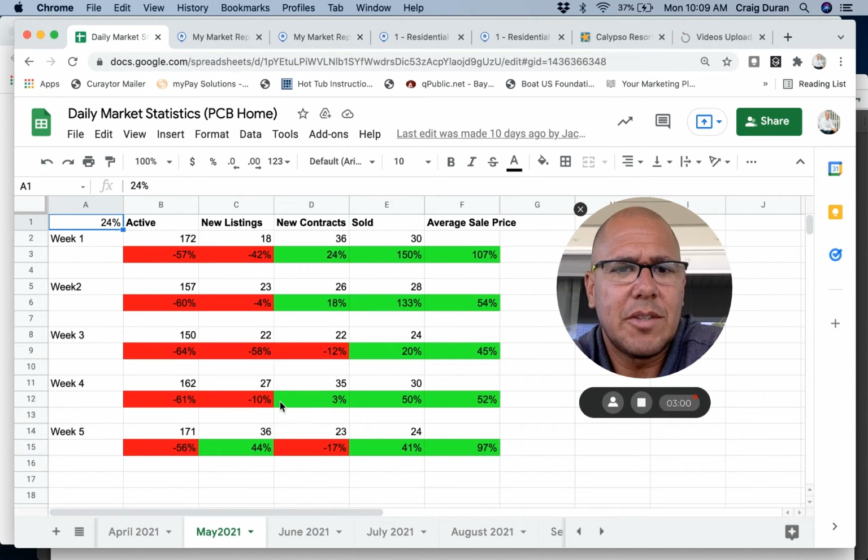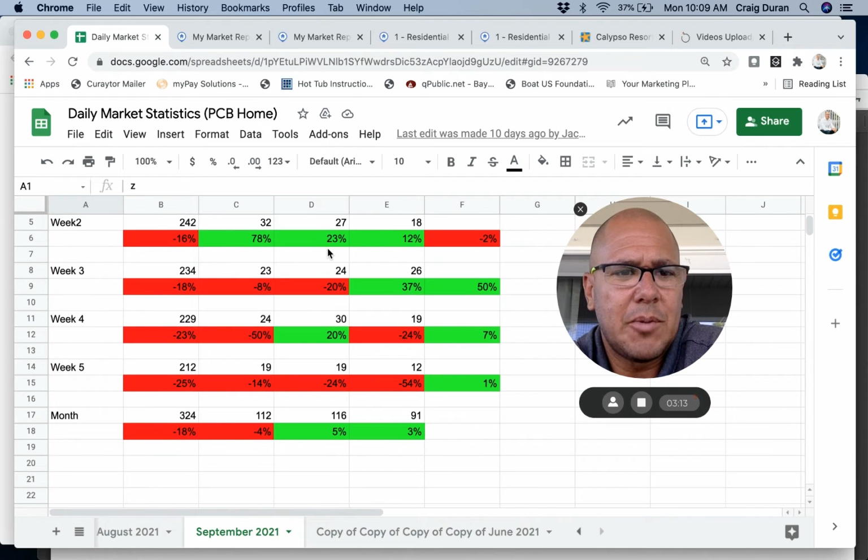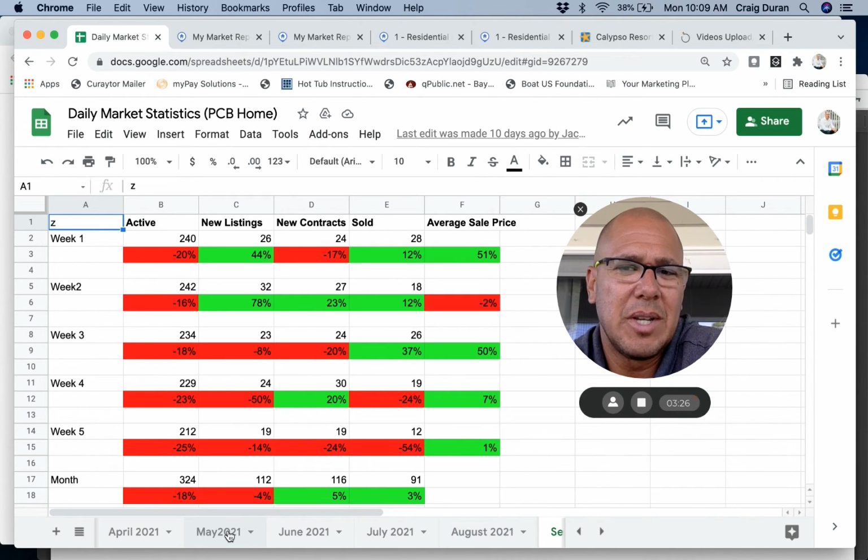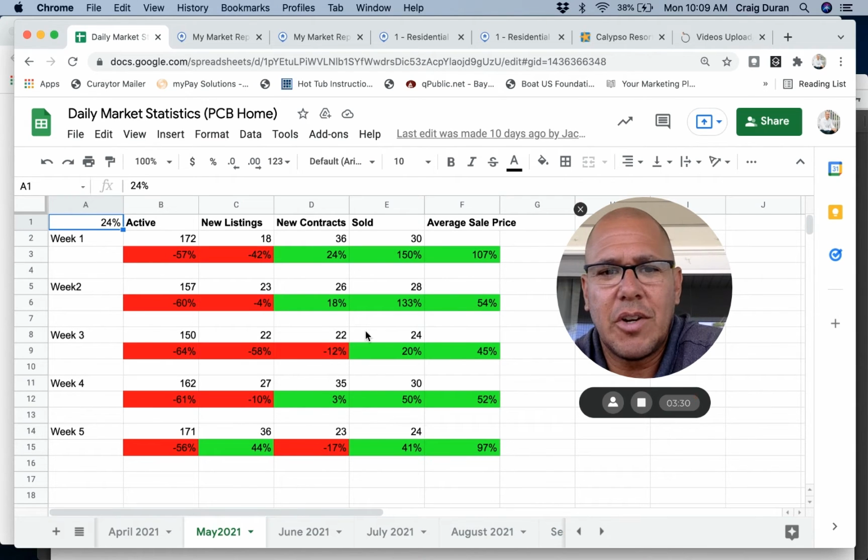If you look at the number of new contracts being written, in May we were up 24%, up 18%, down 12%, up 3%, and down 17%. A pretty similar story in September. Down 17%, up 23%, down 20%. Up 20, down 24, maybe a few percentage points more to the downside in a couple of those weeks than we had seen previously. So maybe we're not writing quite as many, but still very, very comparable.